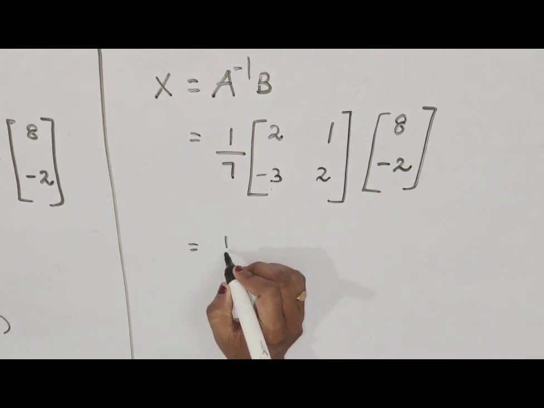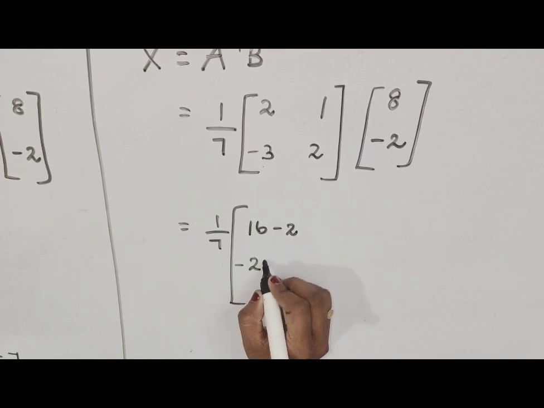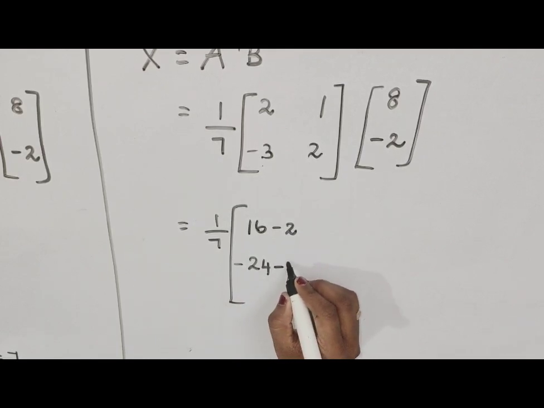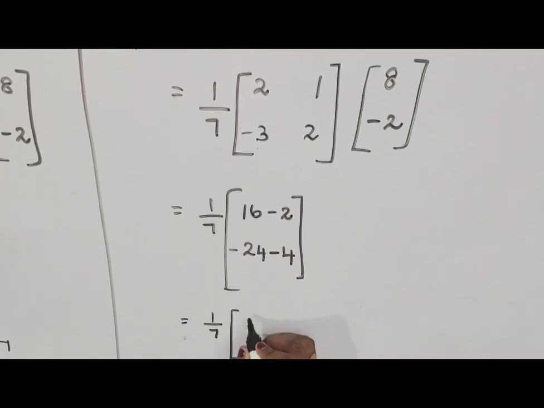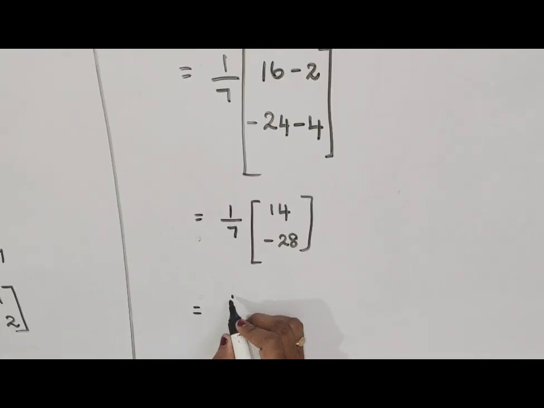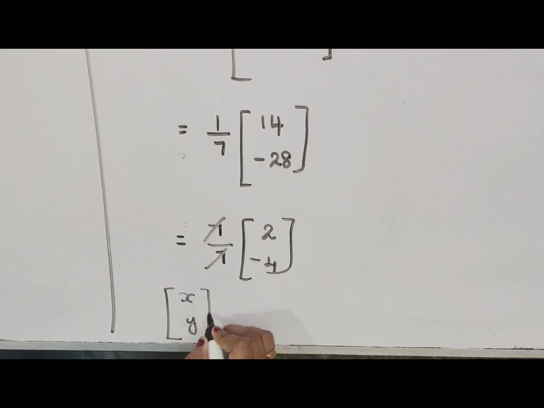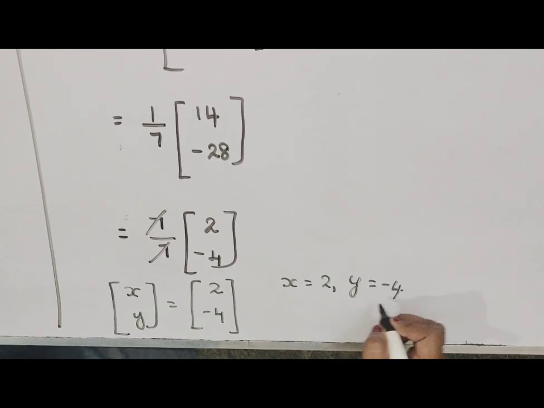Now we will simplify this, that is matrix multiplication. 2 8s are 16 minus 2, which is 14. Next minus 24 minus 4, which is minus 28. So 7 we can take in common, 7 by 7. So 2, minus 4. 7 and 7 will get cancelled. Left hand side the variable x as x and y, and the right hand side we got the value as 2 minus 4. So it is clear that x is equal to 2 and y is equal to minus 4.